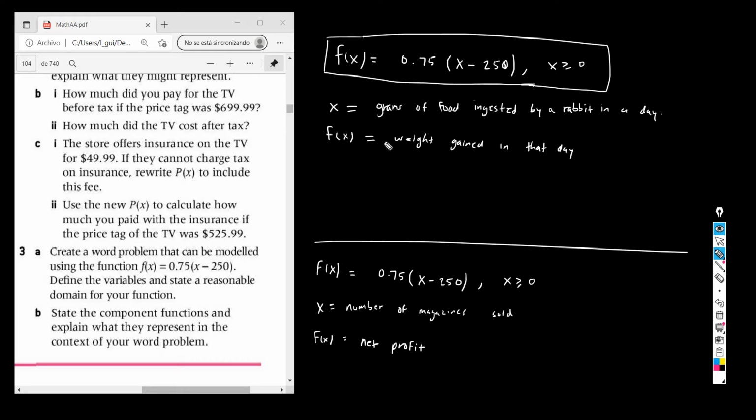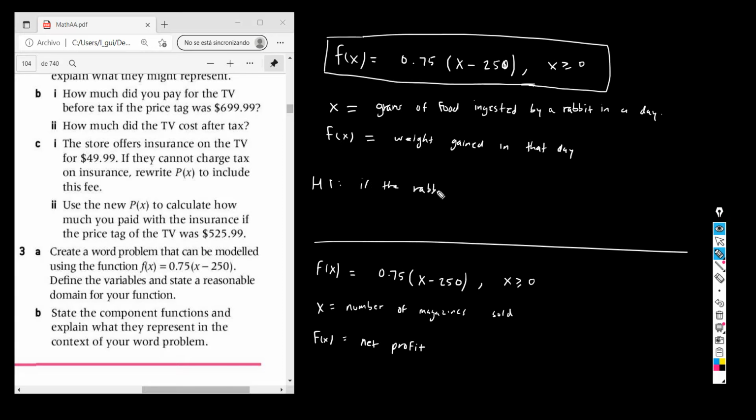Okay, what is the first hypothesis that I'm making? My hypothesis 1 is that if the rabbit takes in 250 grams of food in a day, then this is going to be 0, and then this times 0 is 0. And what that means is that the weight gain in that day, let me write that down.